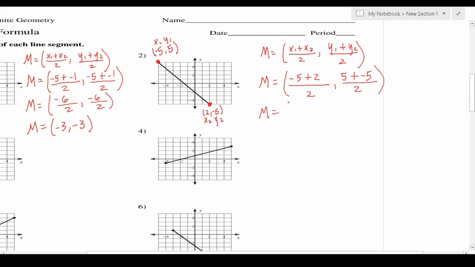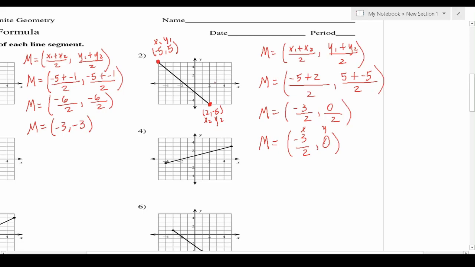Let's keep working this out. Negative 5 plus 2 is negative 3. Again, that's over 2. 5 plus negative 5 is 0 over 2. Negative 3 over 2 is already reduced, so we can leave it like that. And 0 divided by 2 is just 0. In other words, this midpoint is going to be at the x value negative 1.5 or negative 3 over 2, and the y value is 0.